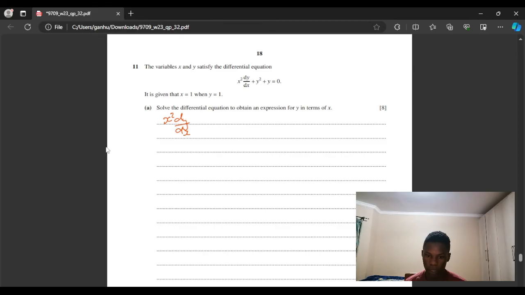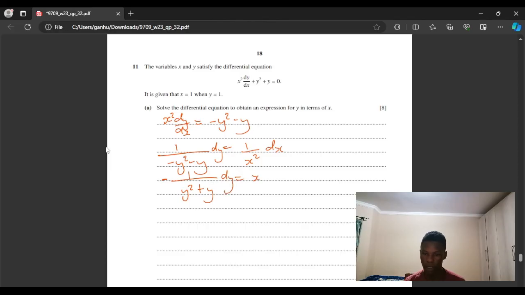Okay, let's start by moving all the terms with y to the right hand side. So this becomes negative y squared negative y. And now we're going to do separation of variables, so that would be 1 over negative y squared negative y dy is equal to 1 over x squared dx. Let's factor out the negative sign in the denominator and bring it up to the fraction line, so that becomes y squared plus y is equal to, let's bring out the x squared using laws of indices.